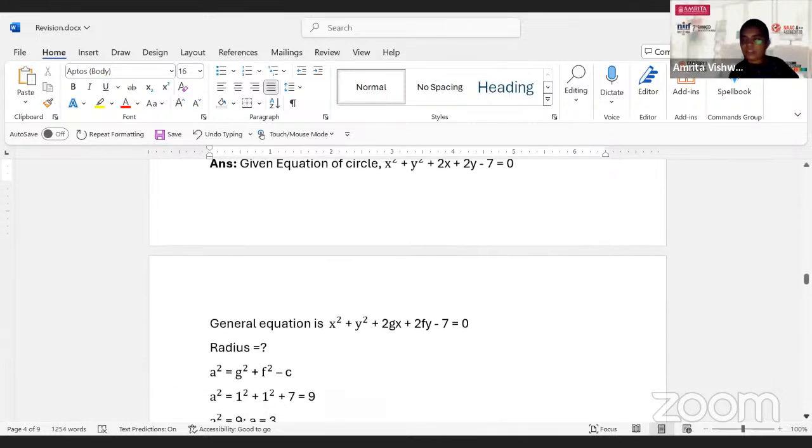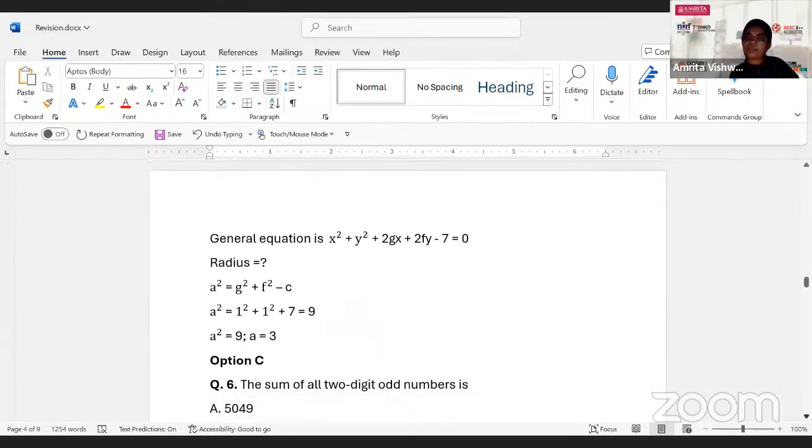What is the general equation? X square plus y square plus 2gx plus 2fy plus c equal to 0. And I have to find the radius, that is the square root of g square plus f square minus c. Here c is minus 7, and all these terms are 1. So it will be 1 plus 1 minus of minus 7, that is plus 7, which is 9. That is r squared, so r becomes 3. A very simple question that is going to give you marks.